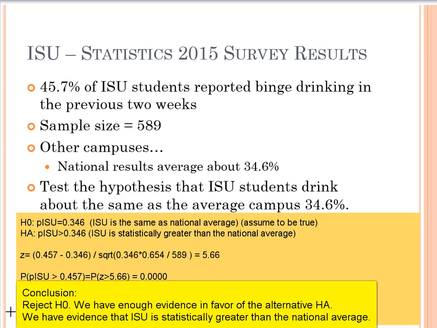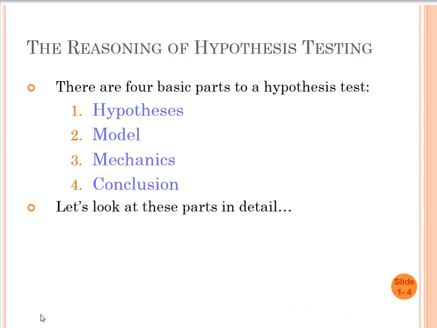In the next slide, then, I'm going to break down how this hypothesis testing works into four pretty basic parts. The first part is to set up the hypothesis. That is how we figure out what the null hypothesis is and the alternative hypothesis is, because we're going to use that hypothesized parameter, the hypothesized proportion, to find our mean and our standard deviation, and then therefore our z-score.